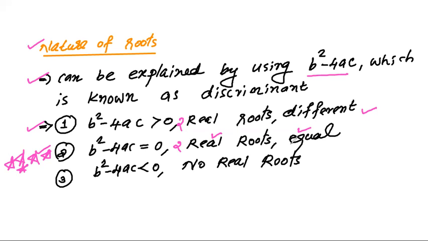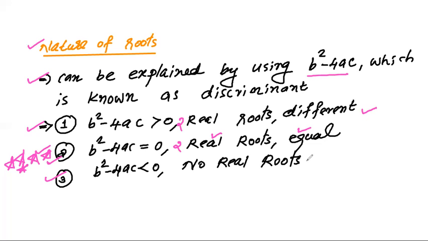Second case says that if b square minus 4ac equal to 0, there are two real roots and those two real roots will be equal. That's about the second case. The third case is b square minus 4ac is less than 0. If b square minus 4ac is less than 0, we have to say that there are no real roots. Real roots are not there.